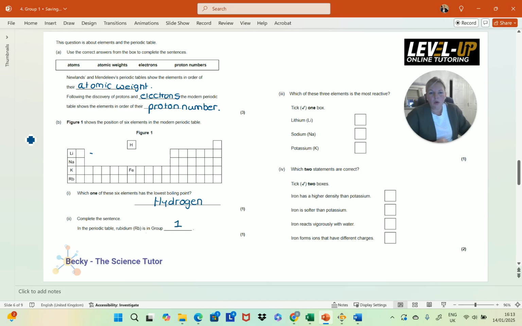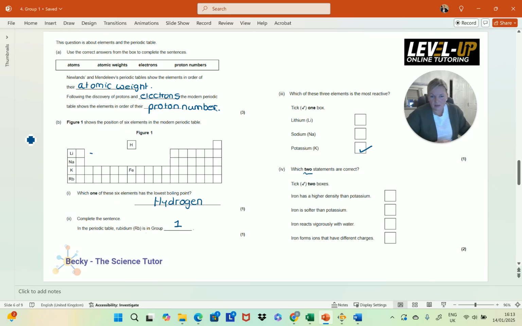Which of these elements is the most reactive? Is it lithium, sodium, potassium? We know they become more reactive as we go down the group, therefore it is potassium. And which 2 statements, be careful you check how many we're ticking, which 2 statements are correct?